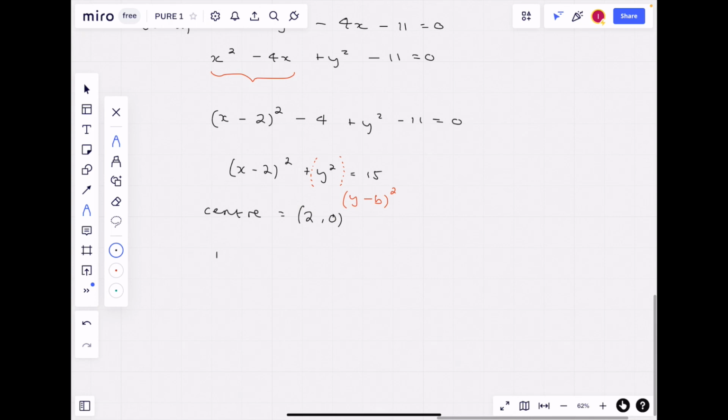And the radius is r squared here. This is r squared. So that means r is the square root of that. Root 15 you can't simplify, so you leave it as is. There you go. That's how you do equations of a circle.